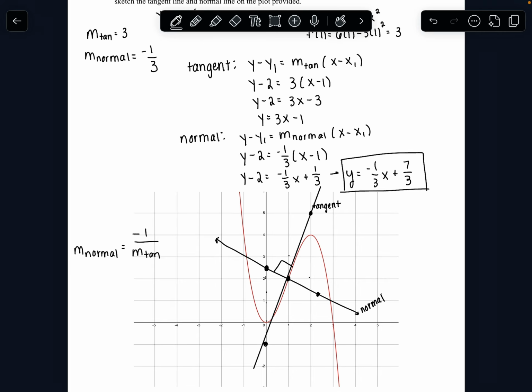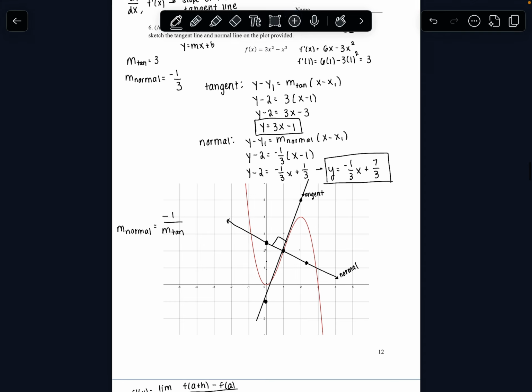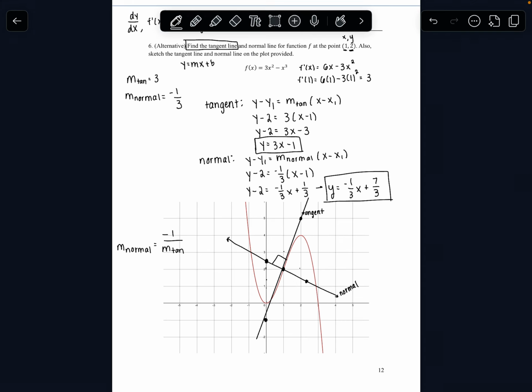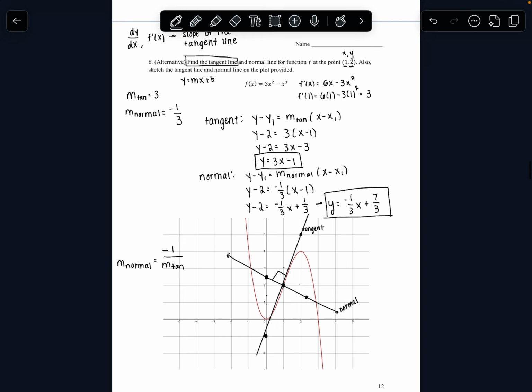So my point here that I'm trying to make is you can draw the two lines first before you even calculate them. If that doesn't make sense to you, that's fine. But then how are you going to check your answer? But yeah, there you go. Just make sure you take your derivative, plug the x value in, and then don't forget your point-slope form. And then you're golden. All right, that's all I got.